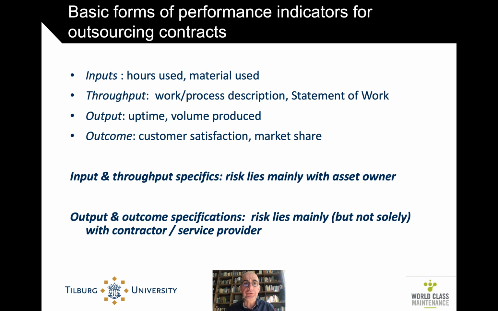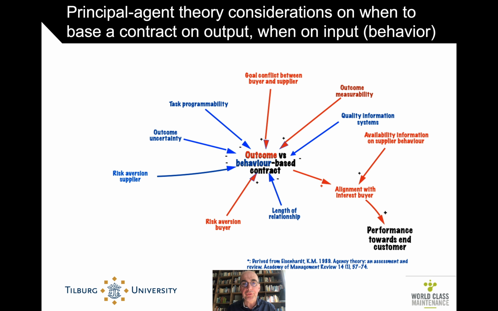So if you stay on the input side, then the risks lie mainly with the asset owner. If you put it on the output side, then the risks lie mainly with the contractor, with the supplier. Let's be a bit more thorough on this. This comes from what they call agency theory or principal-agent theory. That's an established branch in economics, and I've tried to summarize it here visually.